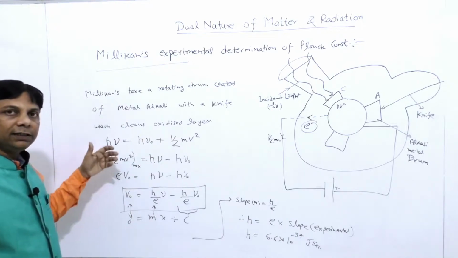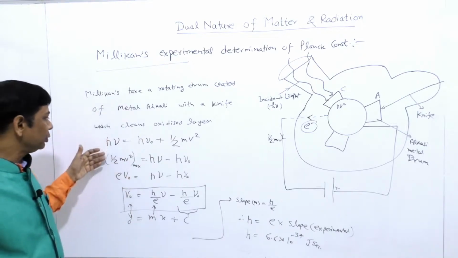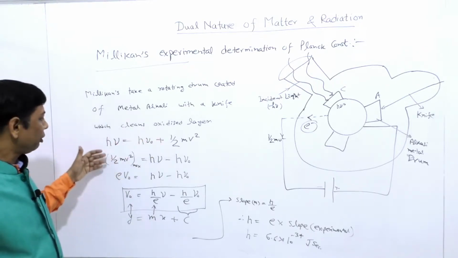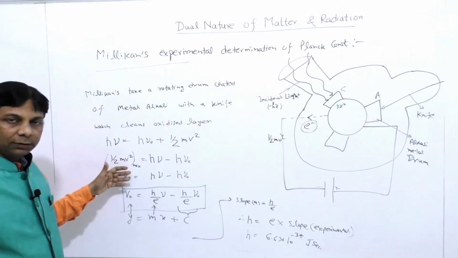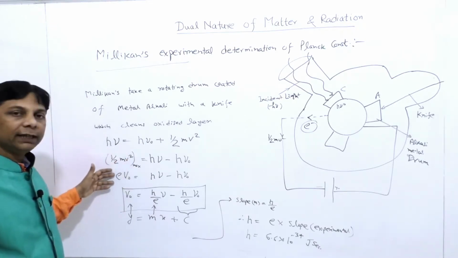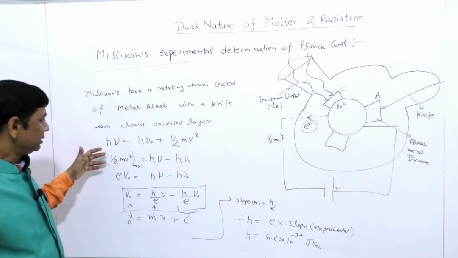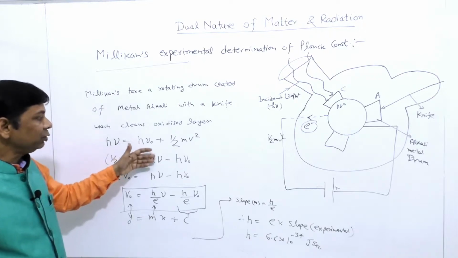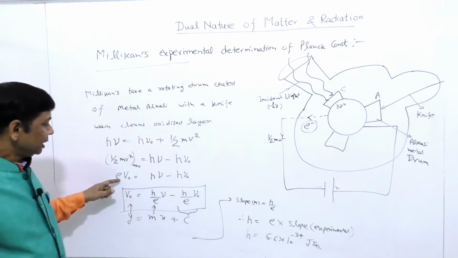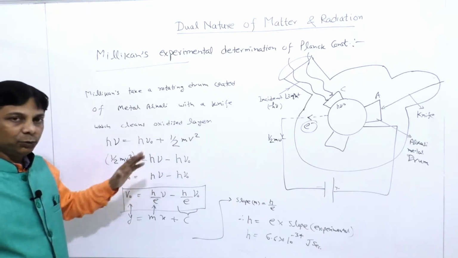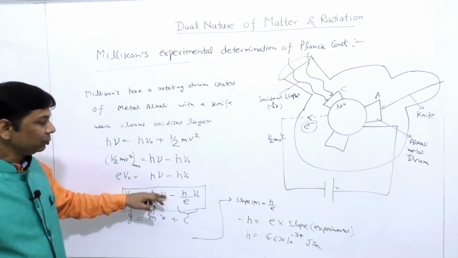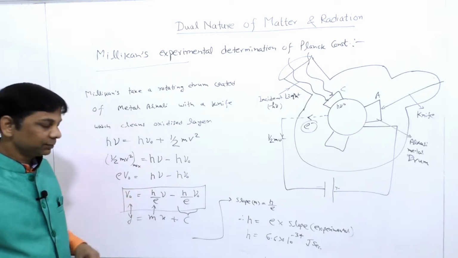When the kinetic energy is maximum, this equation is converted into the form of eV naught, that is the stopping potential. This maximum kinetic energy, half mv square, is equal to h nu minus h nu naught. So eV naught is equal to h nu minus h nu naught, that is, V naught is equal to h by e times nu minus h by e times nu naught.